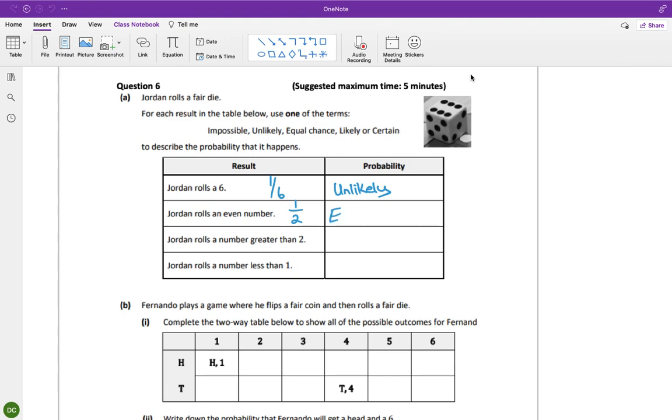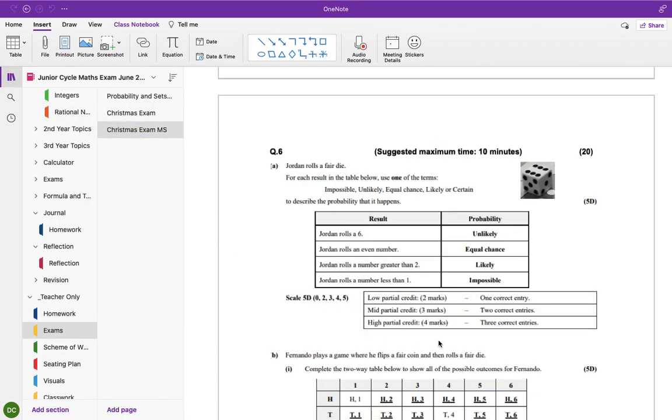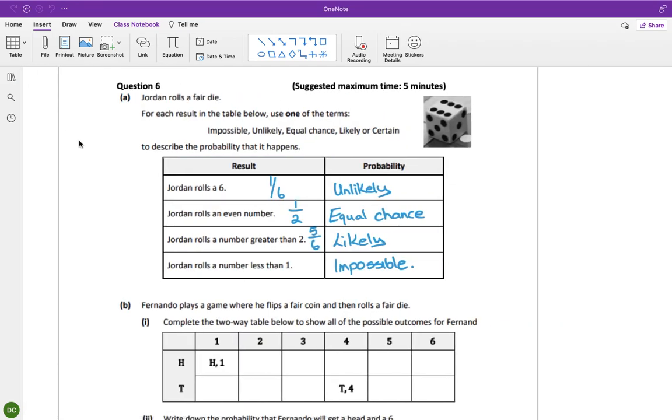So that is an equal chance. Rolling a number greater than 2. Greater than 2 means 2, 3, 4, 5, or 6. So that's 5 out of 6. So that's very likely. And Jordan rolls a number less than 1. Can't roll a number less than 1. That's impossible. There is no 0 on a dice. It's 1, 2, 3, 4, 5, 6. So that one's impossible. Okay, so for those, it's worth 5 marks.